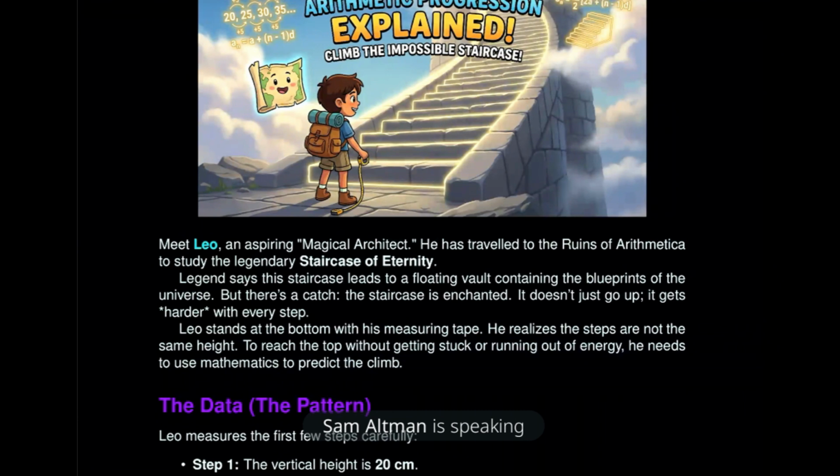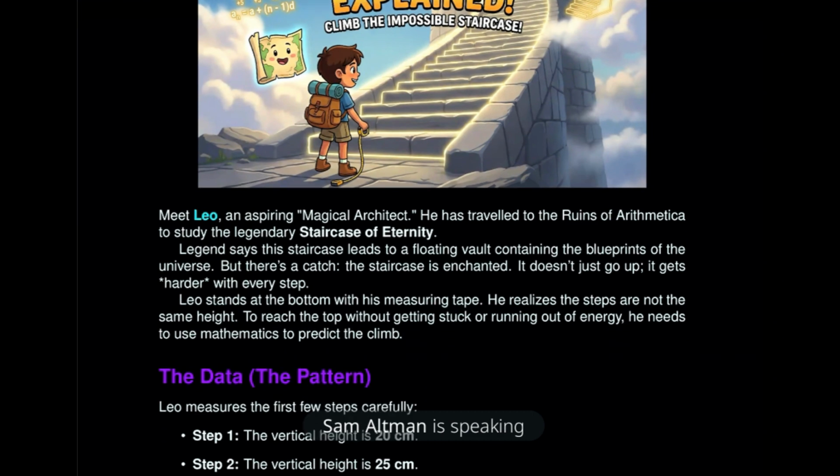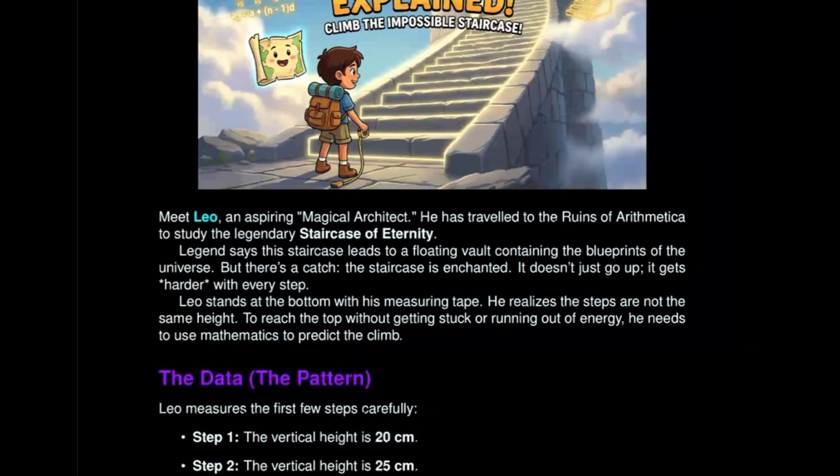But there's a catch. The staircase is enchanted. It doesn't just go up, it gets harder with every step. Leo stands at the bottom with his measuring stick. He realizes the steps are not the same height. To reach the top without getting stuck or running out of energy, he needs to use mathematics to predict the climb. So each of the steps gets harder and harder.